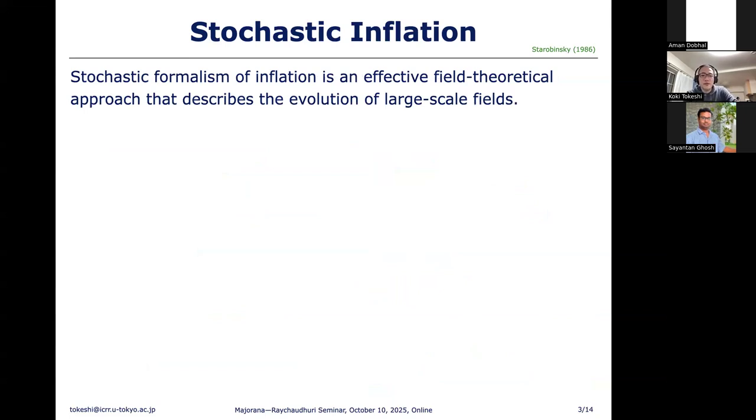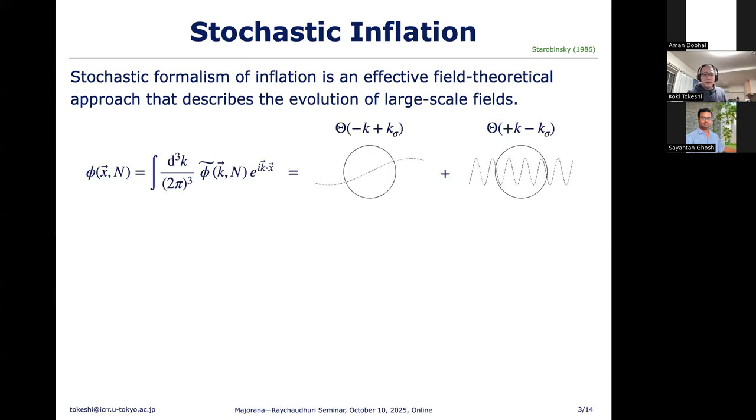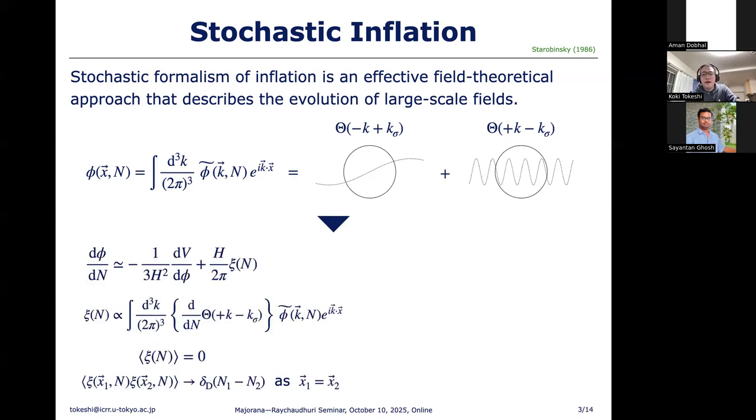Here I want to introduce a non-perturbative approach to the inflationary dynamics, taking into account the quantum fluctuations. The formalism is called stochastic inflation, an effective field theoretical treatment that describes the evolution of the large-scale coarse-grained fields in a non-perturbative way. The central idea is to split the field configurations in Fourier space into the superhorizon modes and the subhorizon quantum fluctuations. If you integrate out these subhorizon quantum fluctuations, you eventually arrive at the effective equation of motion for the large-scale fields.